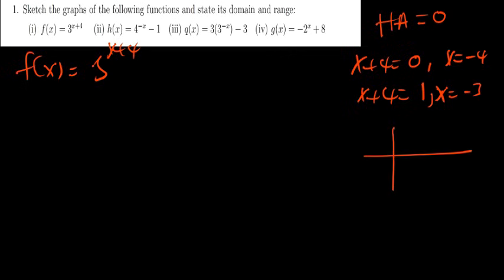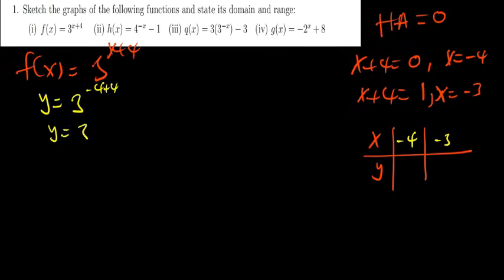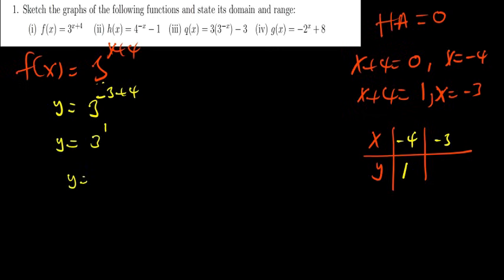So I have this x, y. So when x is negative 4 and when x is negative 3, what will be the value of y? Y is equal to 3 raised to the power negative 4 plus 4. That gives me 3 raised to the power 0. Y is equal to 1. So there is 1. Next, y will be equal to 3 raised to the power negative 3 plus 4. Then y will be equal to 3 raised to the power 1. So any number to the power 1 is the number itself. So there I have 3.